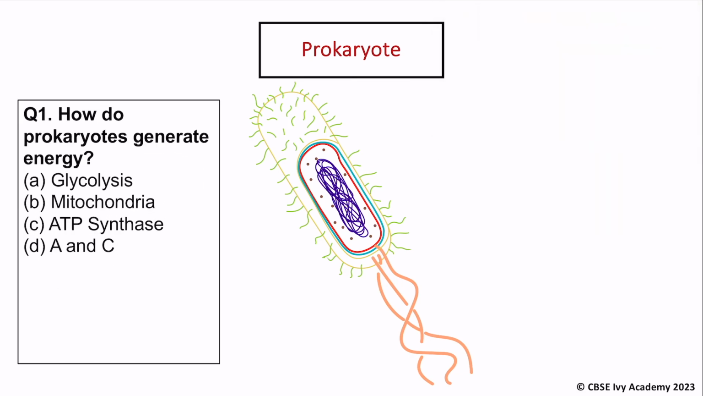First question, how do prokaryotes generate energy? Glycolysis, mitochondria, ATP synthase, or ANC? And the answer is ANC. That is because prokaryotes do not have mitochondria, that is a membrane-bound organelle. They can undergo glycolysis, which is a metabolic process that occurs in the cytoplasm that produces ATP anaerobically. They do have, or can have, ATP synthase, and it'll be embedded in the infoldings of the plasma membrane, and it'll harness a hydrogen ion potential to produce ATP.